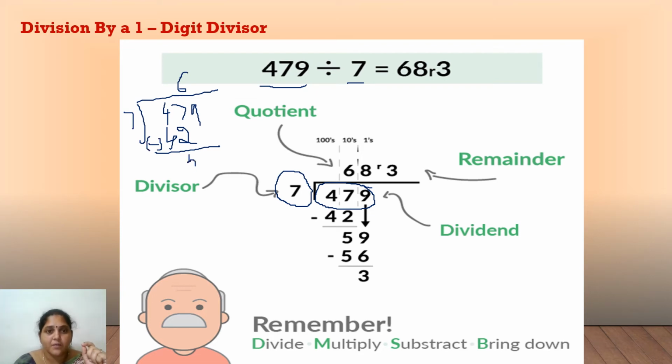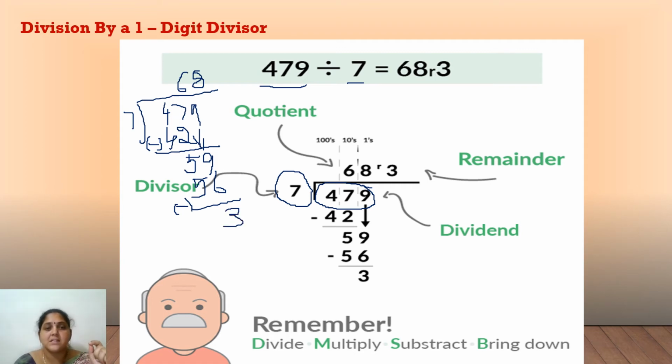You are getting 5. So, which number you have to carry forward down? You have to carry forward down 9. When you are carrying forward down 9, you will be having the total number 59. What is the nearest number for 59 in the 7 table? 7 8s are 56. So, when you are subtracting 59 minus 56, what will be your answer? It is nothing but 3.